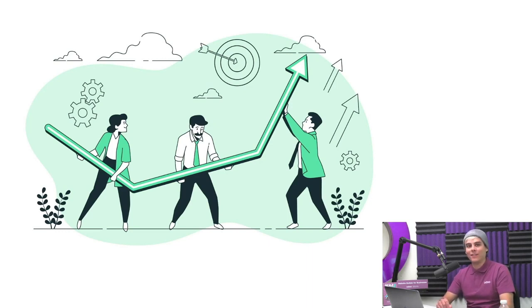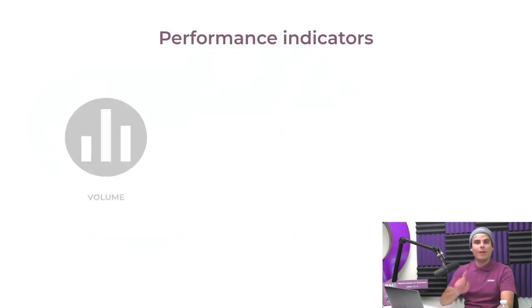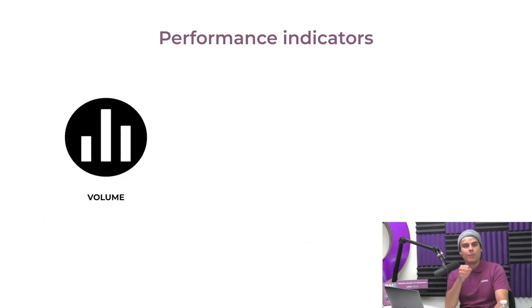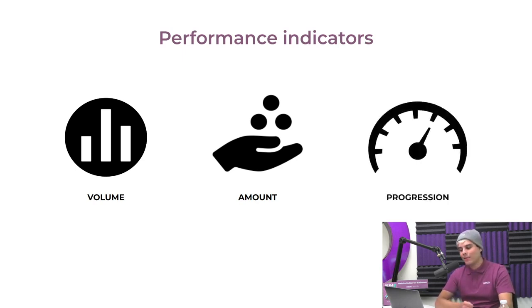You might as well. Now, the most common indicators used to evaluate performance are volume, for example, the number of new leads, sales orders, and customers you get, amounts, meaning the total dollar amount of products sold or invoices paid. And the last one is progression, like the time it takes to qualify a lead or to close a deal, measured over the course of days, weeks, months, years, any time span.